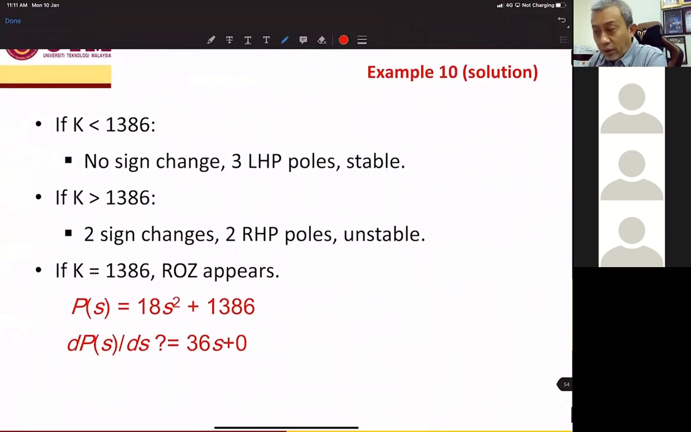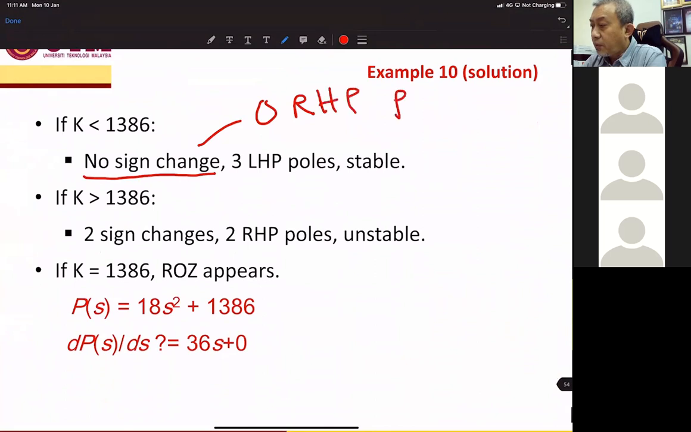And then that is number 1. Number 2, okay. Number 2 is what? No sign change. So meaning that if there is no sign change, there are 0 right half plane poles. There are no poles on the right half plane, so only 3 left half plane poles. There is no special case. So special case meaning there are no poles at the imaginary axis.